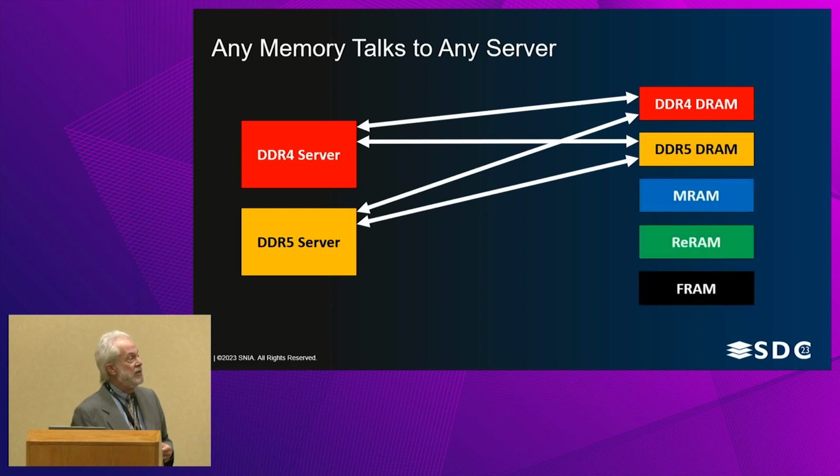You can also put different kinds of memory. I'm listing some emerging memory technologies, which I'll talk about in a minute, on these. So this is MRAM, resistive RAM, ferroelectric memory, Optane is one.